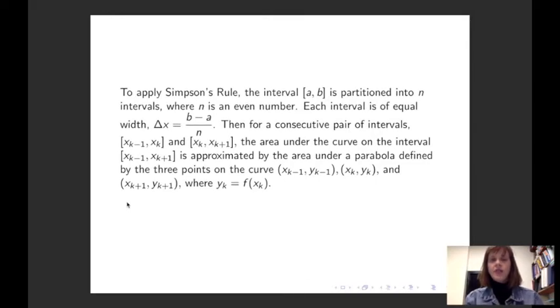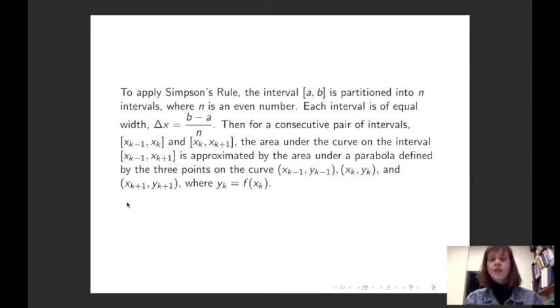In its application, the interval from a to b is partitioned into n intervals where n is an even number. Each interval is of equal width, namely delta x is equal to b minus a, which is the length of the interval, all over n.